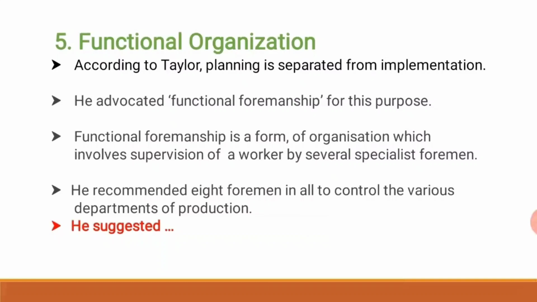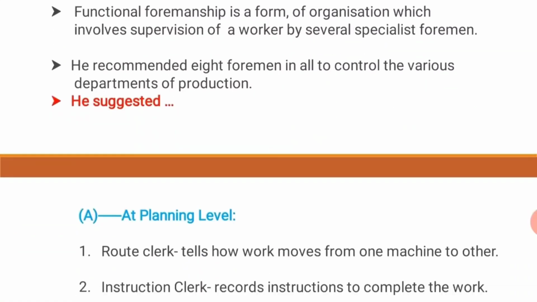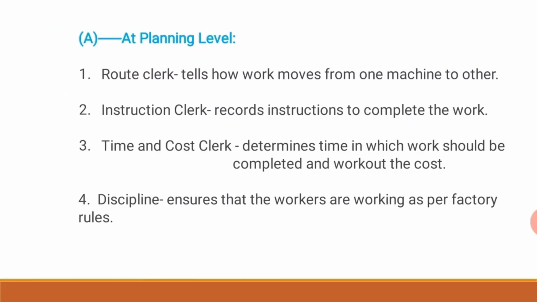Taylor believed that a single foreman is not competent to supervise all functional matters. He recommended 8 foremen in all to control the various departments of production. He suggested, at planning level, the first should be the route clerk, who tells how work moves from one machine to another.